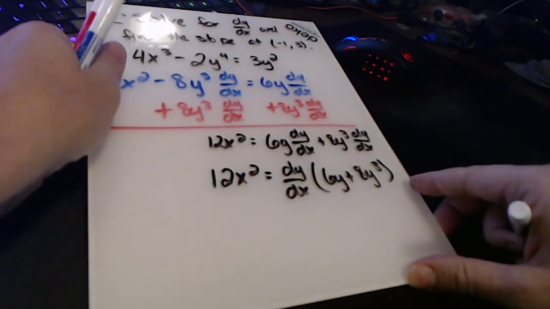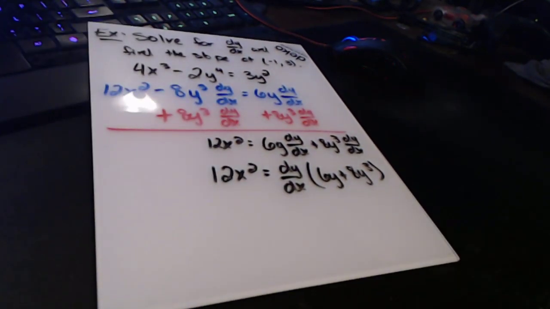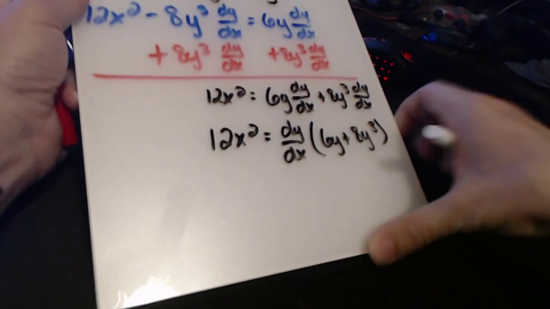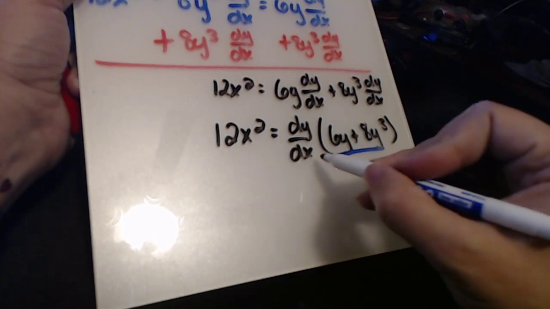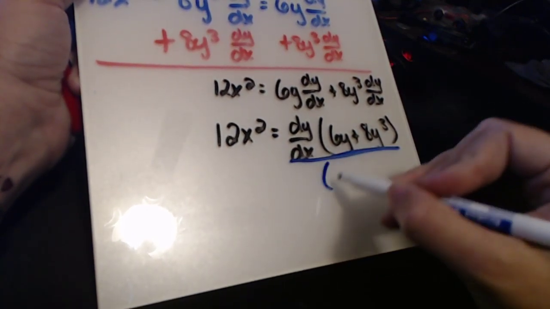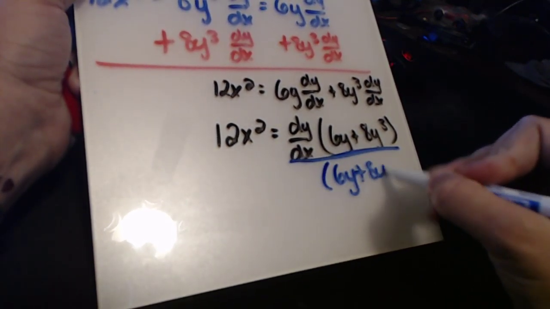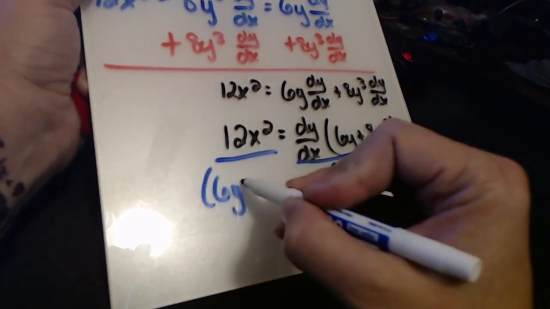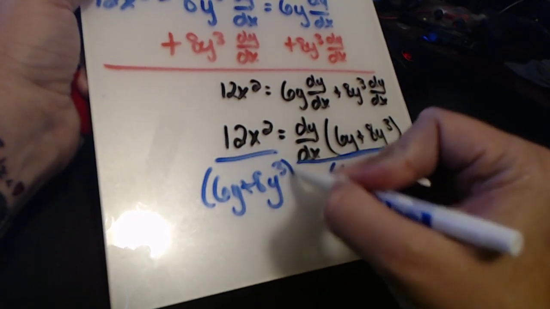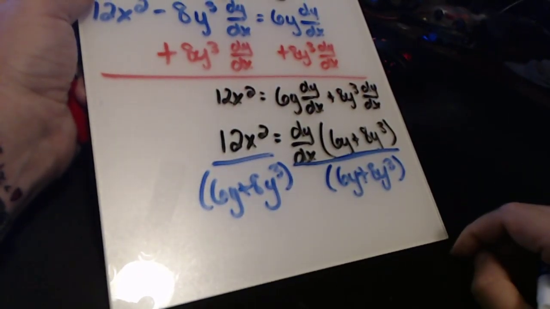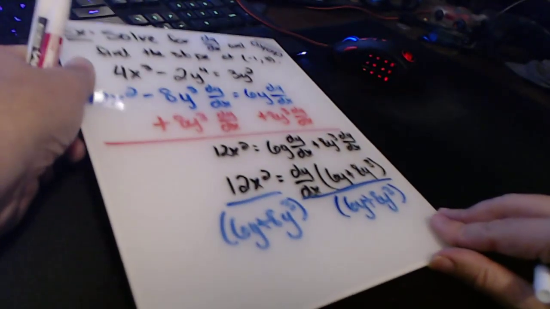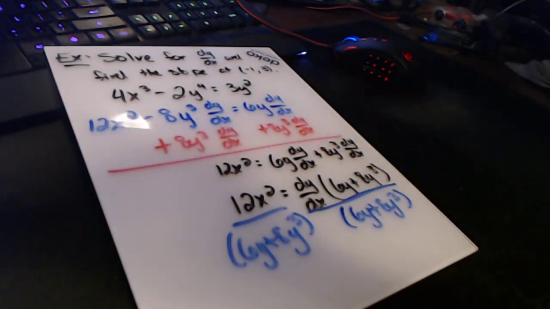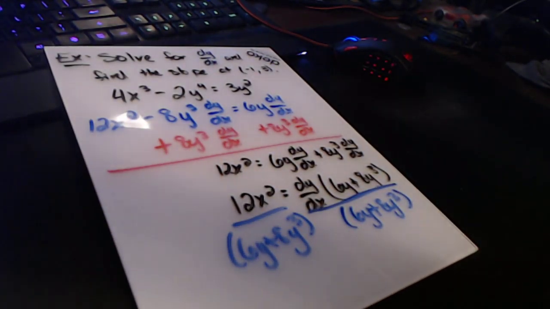Once that happens, you can go through and divide this whole thing off. So you have divided by 6y plus 8y cubed, divided by 6y plus 8y cubed. And we have our little solution there. The good news is, I'm going to erase part of this top part so we can go back and look at some stuff.